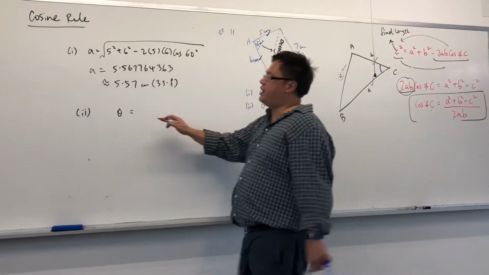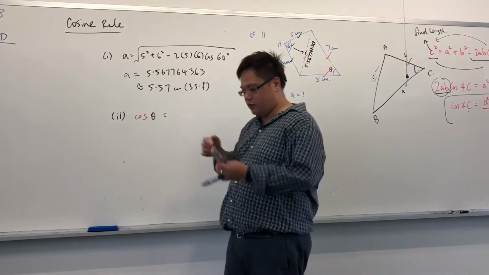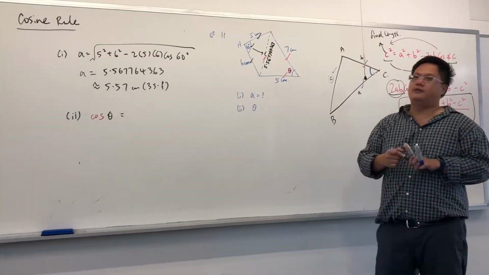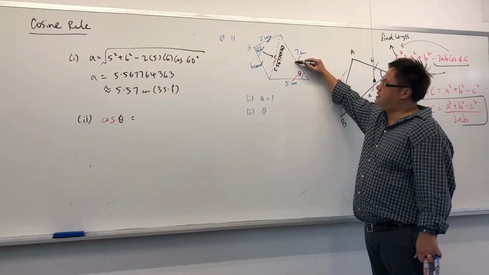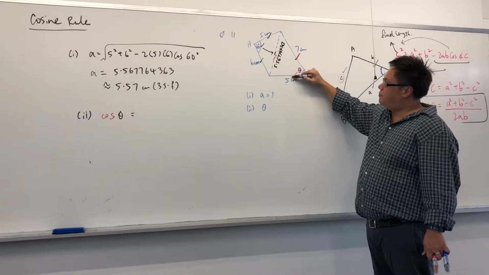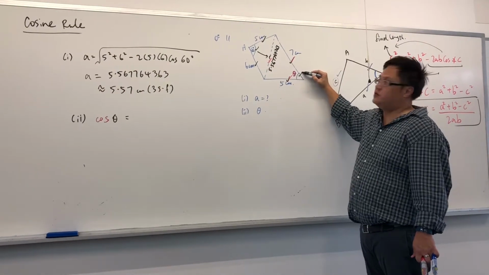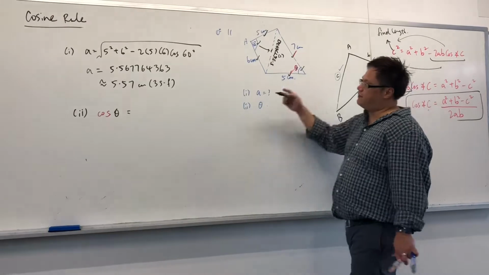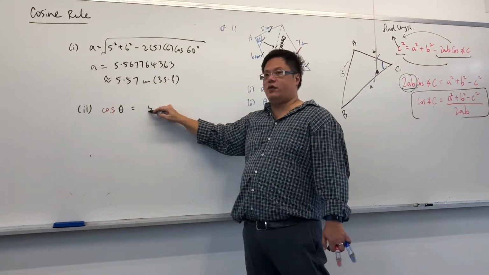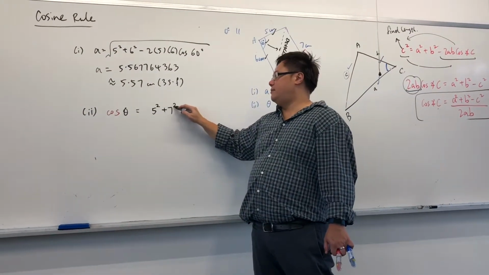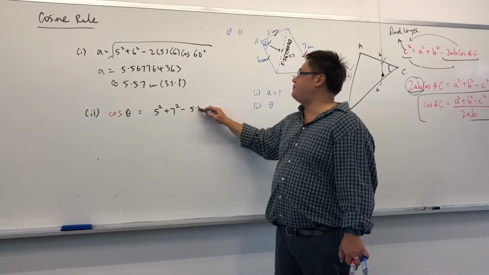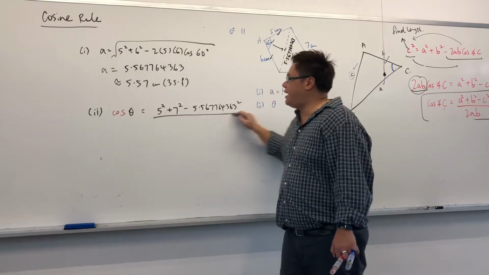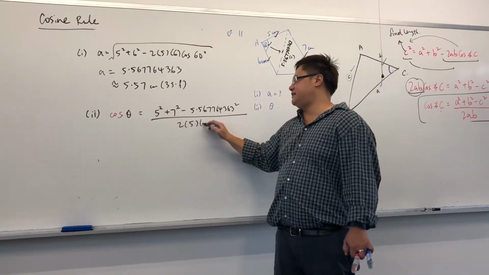Okay? So the correct way is cosine theta equals to... so what's my a, what's my b? Where's my bread and the patty? The bread is 7 and 5, am I right? So opposite it, this part must be little c. Okay, so use the formula. So this is 5 square plus 7 square minus 5.567764363 square, divided by 2 bracket 5 7.